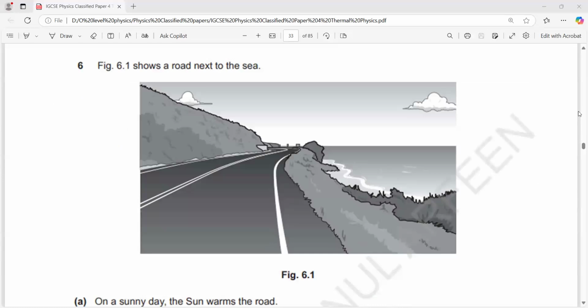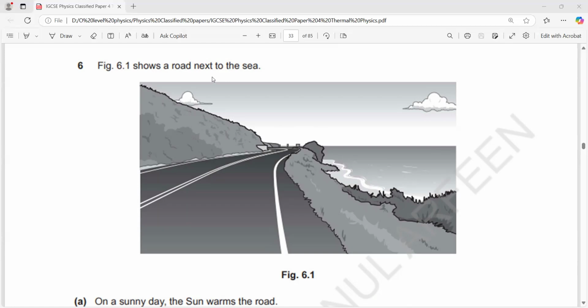Figure 6.1 shows a road next to the sea. Sir, can you tell the formulas for energy? It is there. Check the experiment of specific heat capacity, how to find specific heat capacity. No, that was specific heat. But what is energy? If you see, I rearranged the formula for energy. Energy can be power into time, or energy can be VIT, voltage into current into time. And I even shared the formula sheet also with you. I know, but sometimes I forget that.